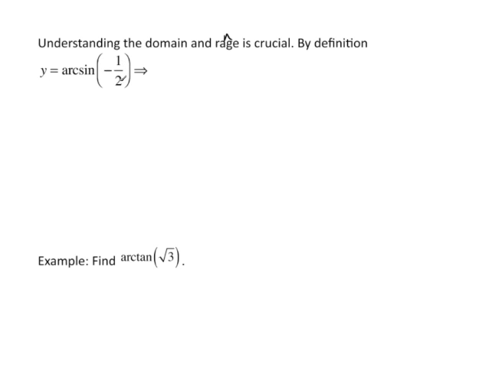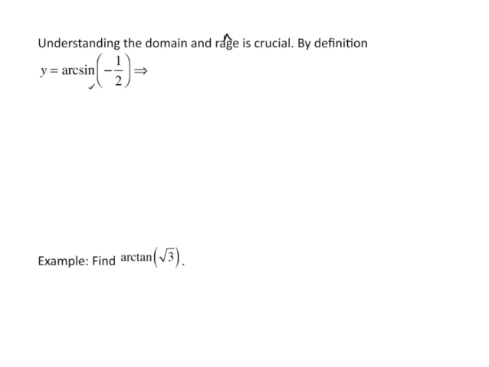So, as an example, I want to find y, such that y is equal to arc sine of negative 1/2. Now, I know that the domain of arc sine is equal to the range of sine, and the range of sine is -1 to 1. So negative 1/2 is in the proper domain, so this works. This is fine. There should be a solution to this.